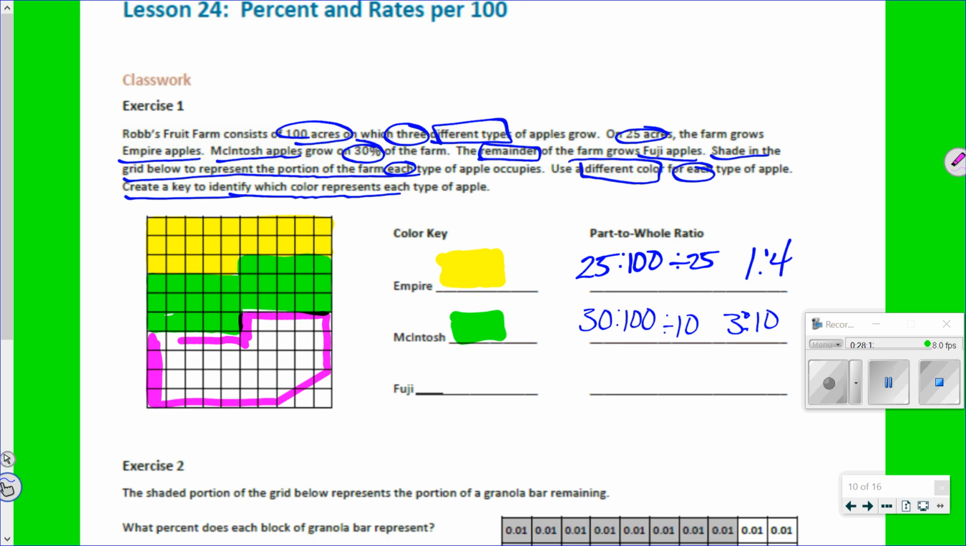Do you want to take your little sticky pad? I'm good. Yes, I do. Lots of people do this.